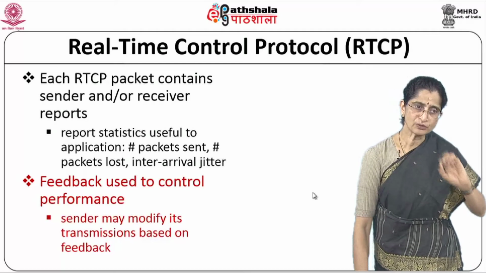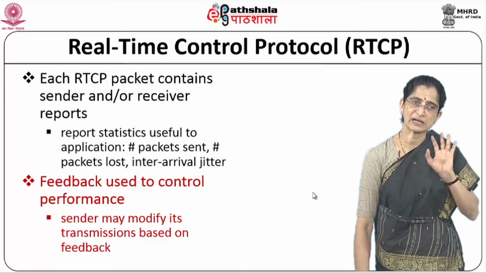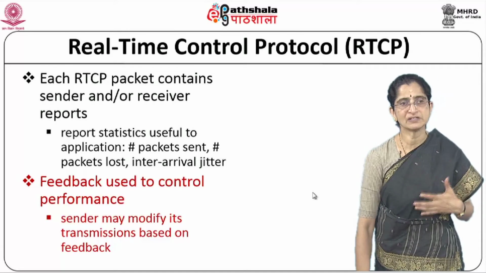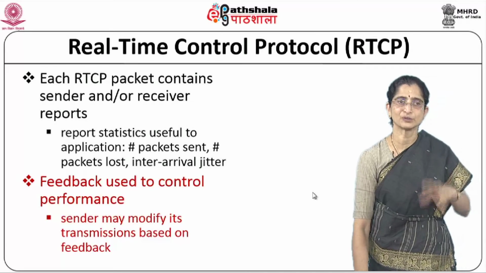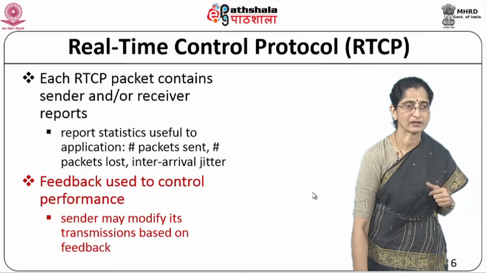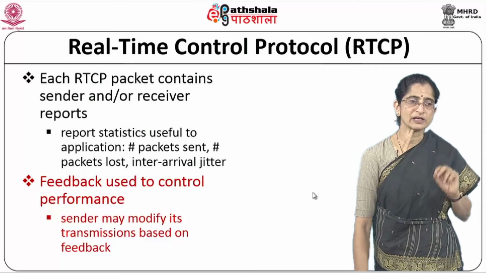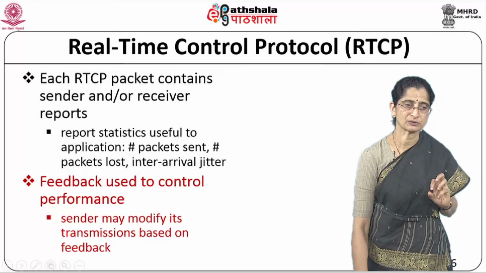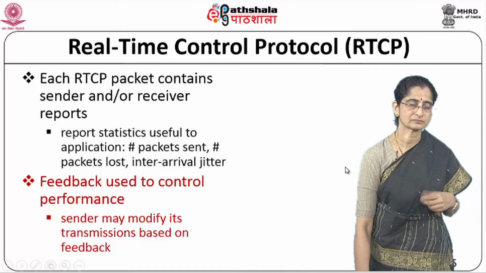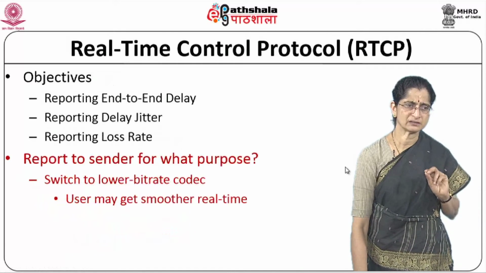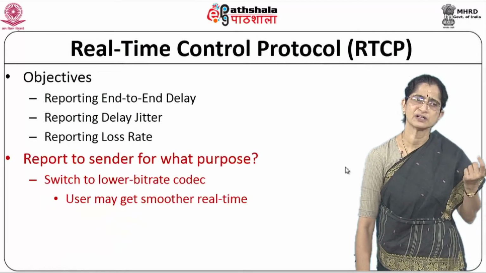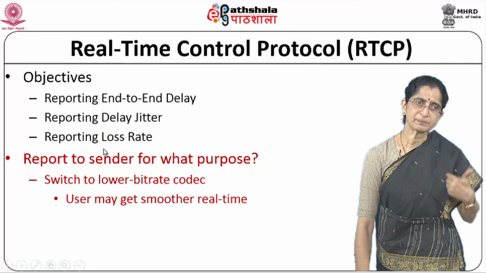You will have full statistics which are useful to the application. You will have information like the number of packets sent, the number of packets which are lost, and the inter-arrival jitter. All information related to this is carried as part of the RTCP packet and given back as feedback to the source. This feedback control can be used to control the performance of the application. For instance, the sender may modify its transmission based on the feedback that it gets. The basic objective of the real time control protocol is that you want to report these things: end-to-end delay, delay jitter, loss rate and so on. And what is the purpose for which you are sending this?